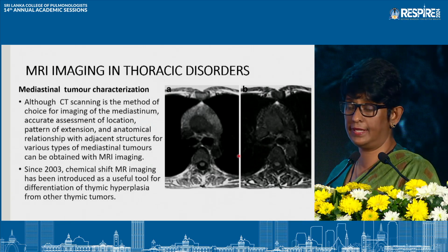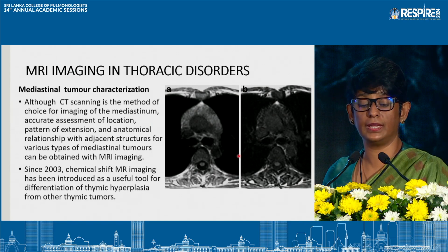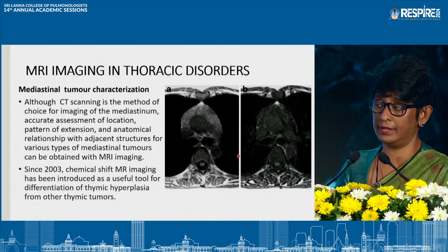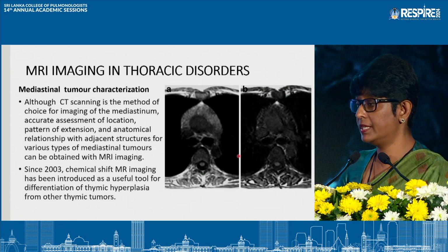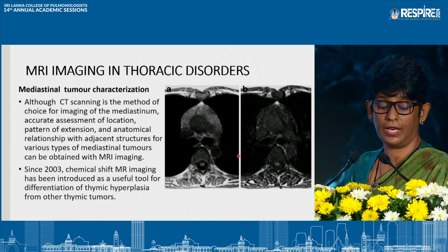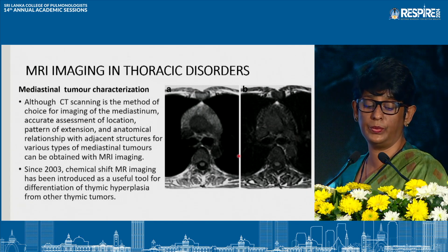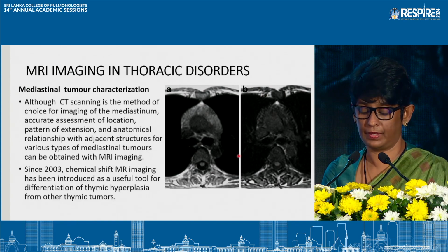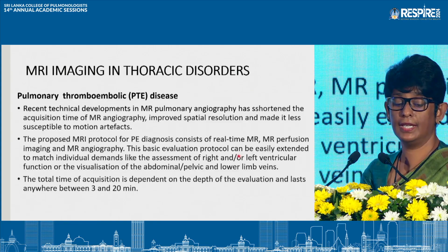Mediastinal tumor characterization. Now we know that mediastinal tumor imaging is done with CT, but now with the development of newer sequences, MRI is having a bigger say in mediastinal imaging with regard to the tumor location, infiltration, and invasion of adjacent structures. However, since 2003, chemical shift artifact imaging has been in use for differentiation of thymic hyperplasia from other thymic tumors. Another example of mediastinal tumor characterization, I would just skip that.